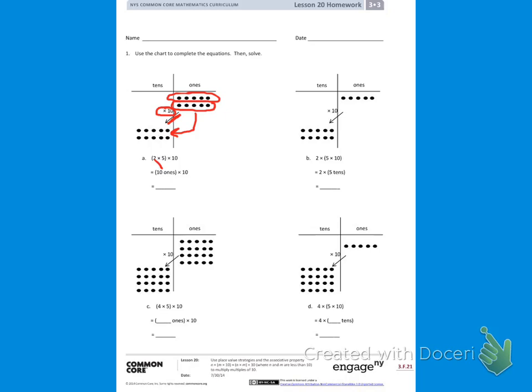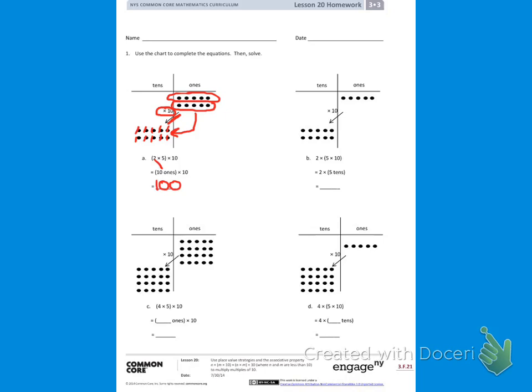Now 10 ones times 10 is 10 groups of 10. And we know that 10 tens makes 100. Let's just go ahead and double check to make sure. 10, 20, 30, 40, 50, 60, 70, 80, 90, 100. 10 tens does make 100. Now let's look at item B.